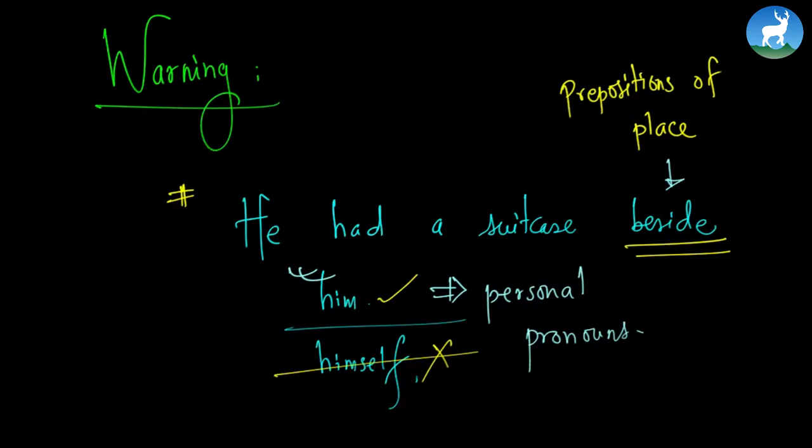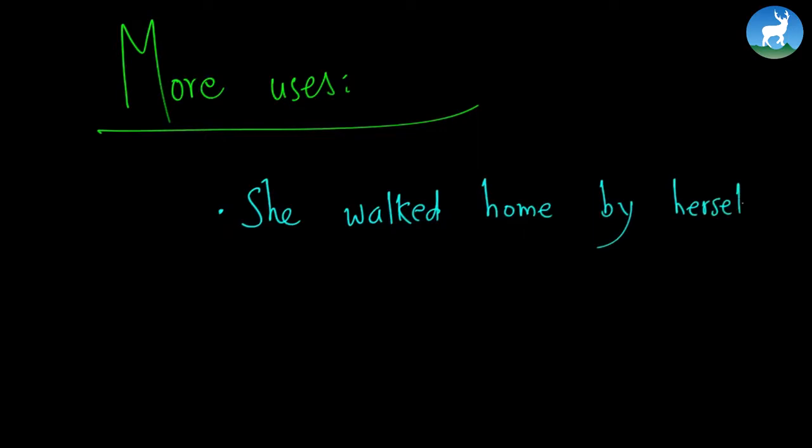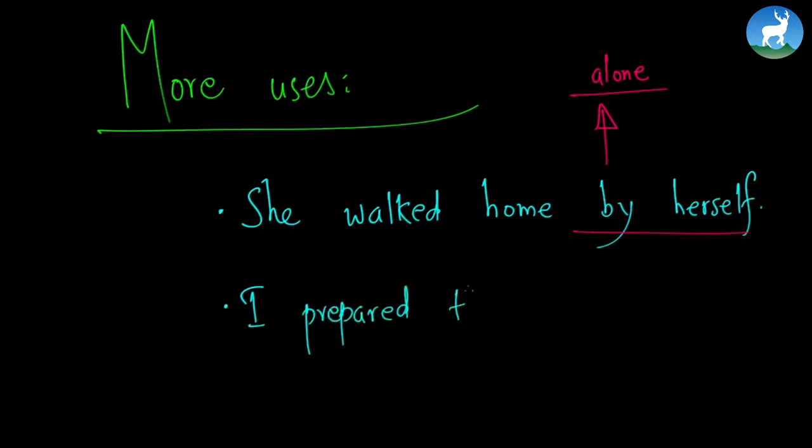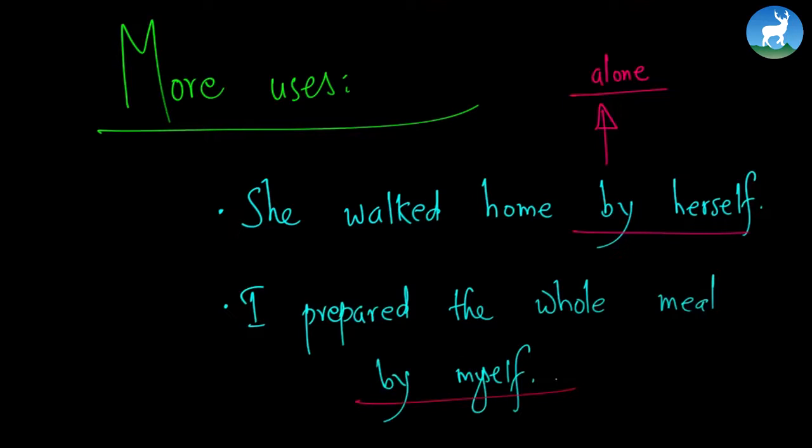More uses of reflexive pronouns now. She walked home by herself. And what does this phrase by herself mean? It means she did something alone without any help. Alright? She walked home by herself. That means she was all alone when she walked home. You can say something like, I prepared the whole meal by myself. What does this mean? This means you did the work all alone.